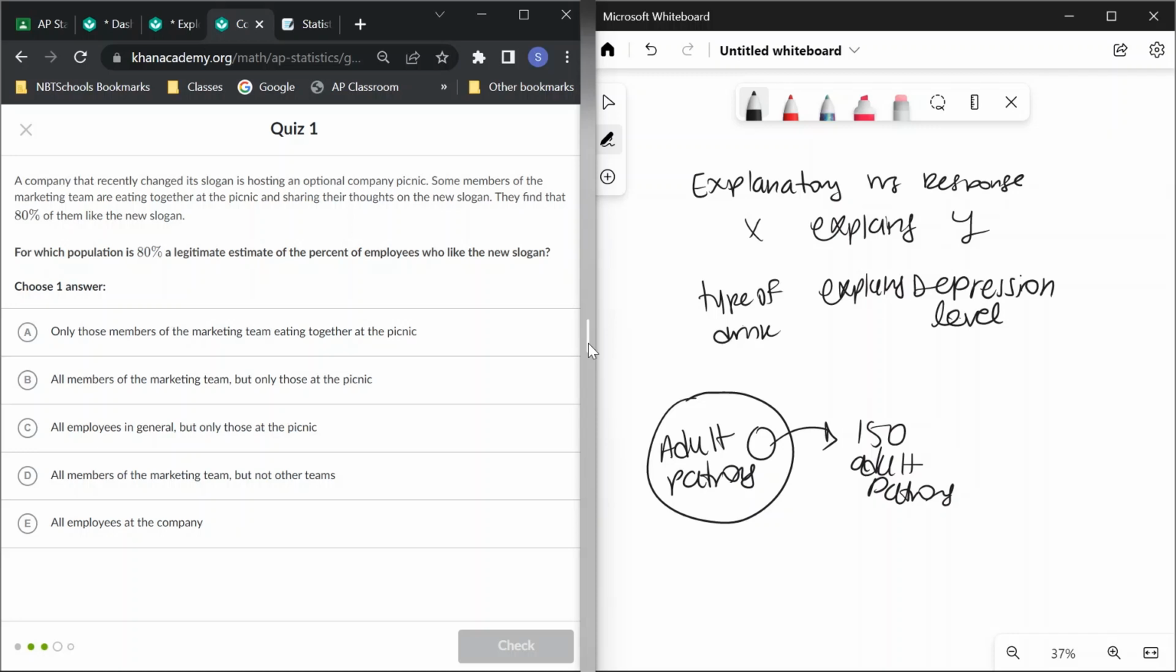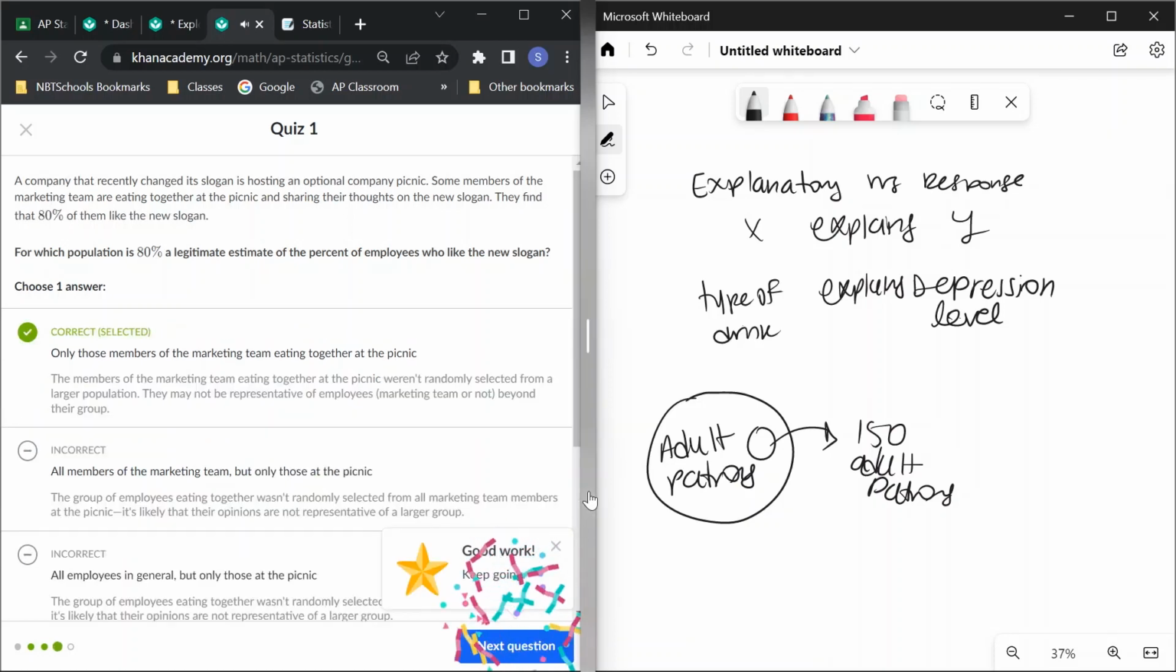The company that recently changed its slogan is hosting an optional company picnic. Only those members of the marketing team eating together at the picnic, because they weren't even randomly selected. They're just some members, so you can't generalize it to the whole population, only to those members eating at the picnic.